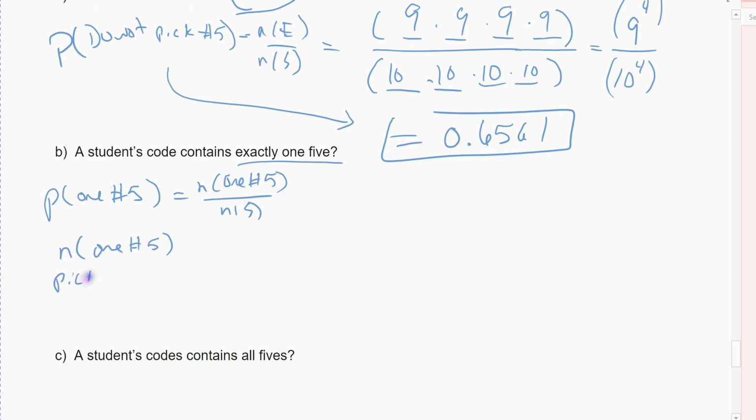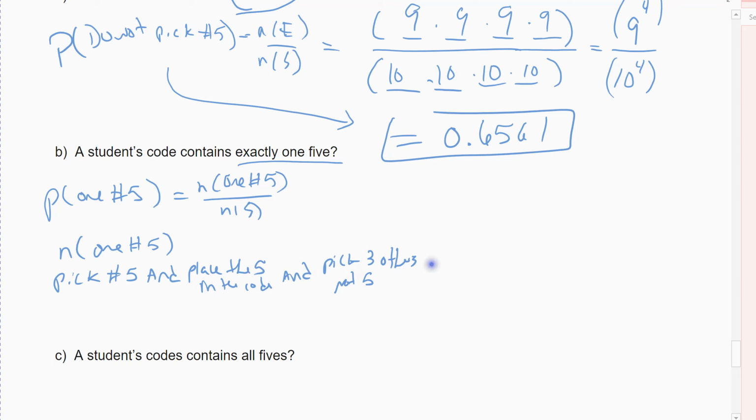Well, first thing I have to do is pick the 5. And the hard part to remember is it's like the sequence that we did before with the computer. Not only do I have to pick the 5, but I have to place it, because the 5 could be in the first spot, or it could be in the second spot, or the third, or the fourth. So I have to pick 5, and then I have to place the 5 in the code. And then once I've picked it and placed it in one of the 4 spots, I still need to pick 3 others. I have 3 spots left that are not 5.